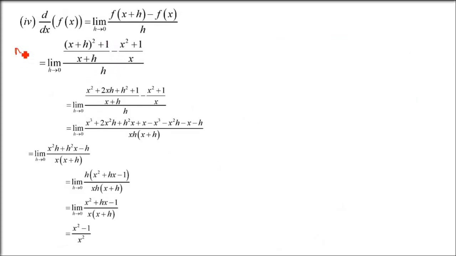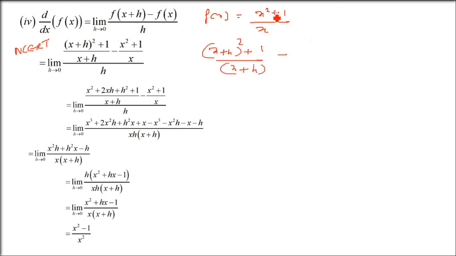Now next is the fourth one. This is an NCERT question. You have x square plus 1 by x. This is the question. Now what we will do: f(x plus h) is (x plus h) whole square plus 1 by (x plus h), minus the same function without any change, x square plus 1 by x. And then we divide by h, but h we will use later.